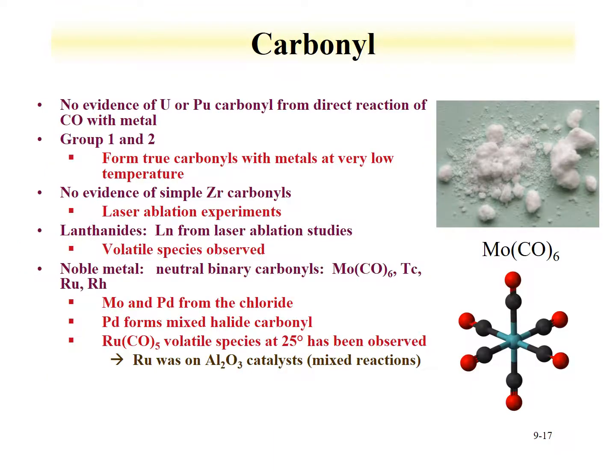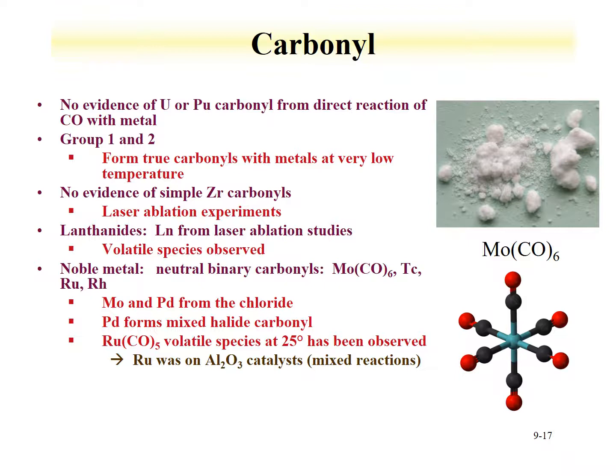As an example, this can be used with metallic fuel for some separations with molybdenum. Molybdenum carbonyl can be formed. It's a volatile compound. There's no evidence of uranium and plutonium carbonyl from direct interactions of carbon monoxide with the metal. Group 1 and 2 elements, they form carbonyls with metals at very low temperatures. There seems to be no evidence of zirconium carbonyls.